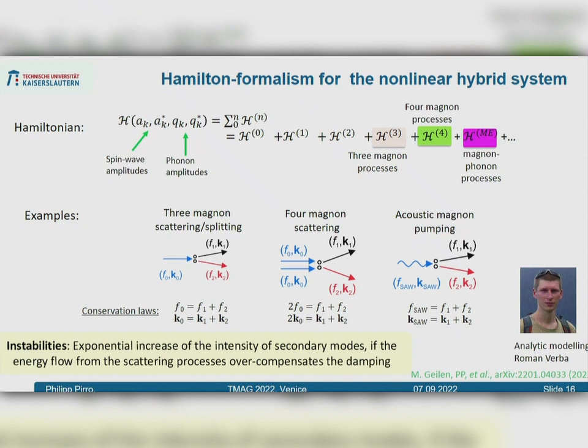And as an example, I have plotted here 3-magnon scattering or splitting, where one magnon splits into other magnons, or on that side, the acoustic magnon pumping, where one phonon splits into magnons. And in the end, this process is what we want to use, because you can already see you create magnons and you can create them even at different frequencies. So from all these processes, you can create so-called magnon instabilities as soon as the energy flow provided by these secondary magnons overcompensates the damping of the particular magnon mode. You will see an exponential rise of the intensity in the system.